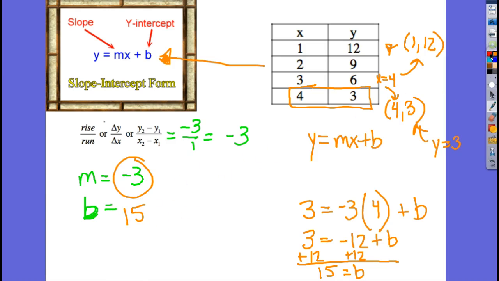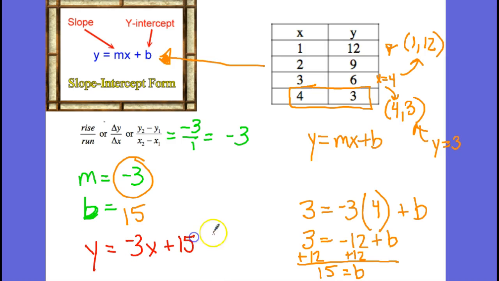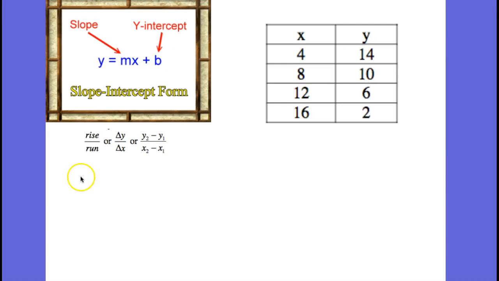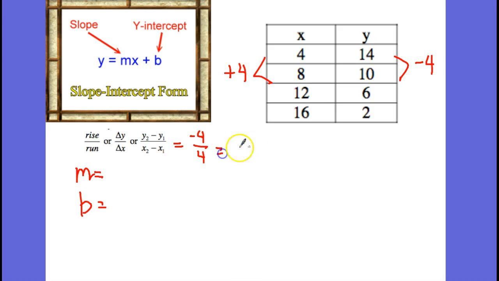Now that you're done, you've got everything that you need for your equation. Y equals negative 3x plus 15. Let's try one more. Remember, we're finding the slope and the y-intercept. Let's find the slope. Change in y is 14 to 10, that's -4. Change in x is 4 to 8, that's a +4. So my change in y over change in x is -4 over 4. -4 divided by 4 is just a -1.